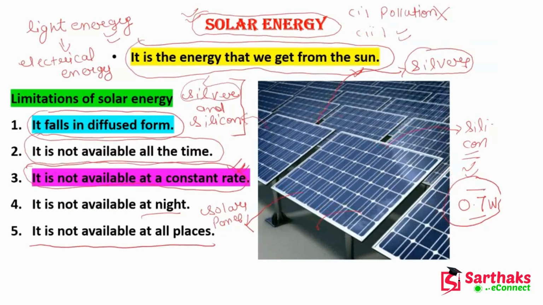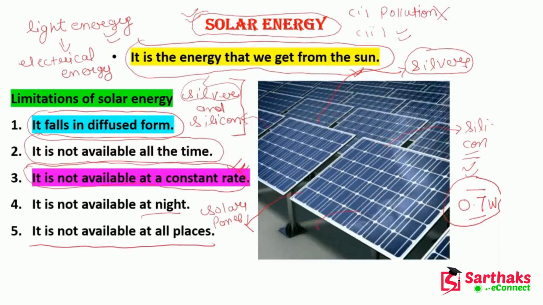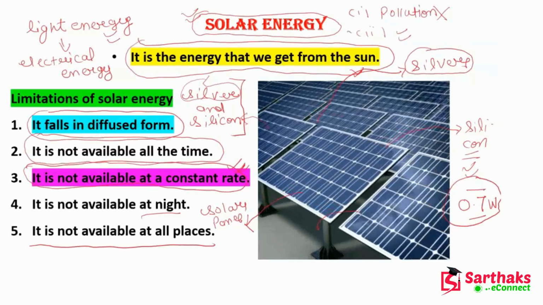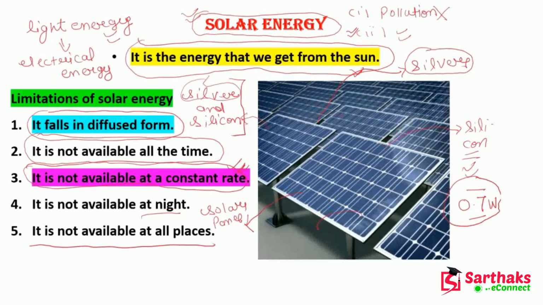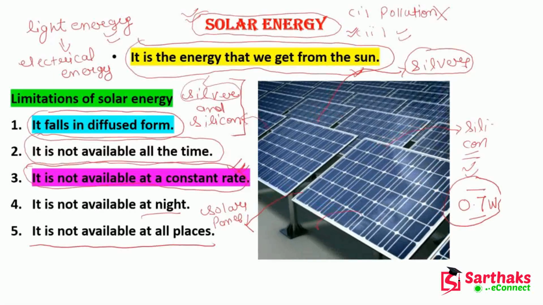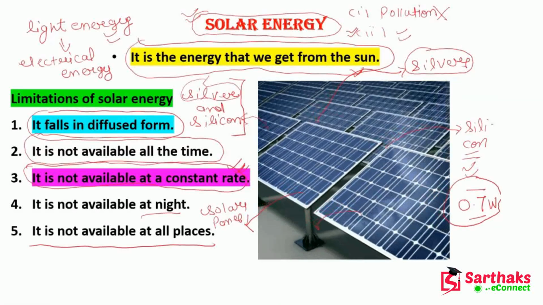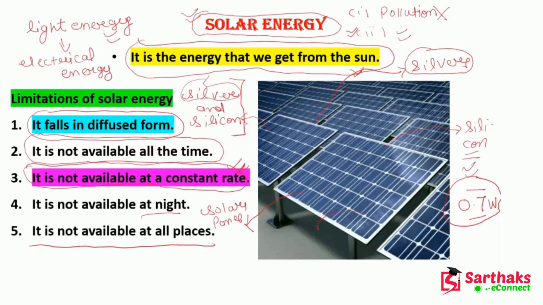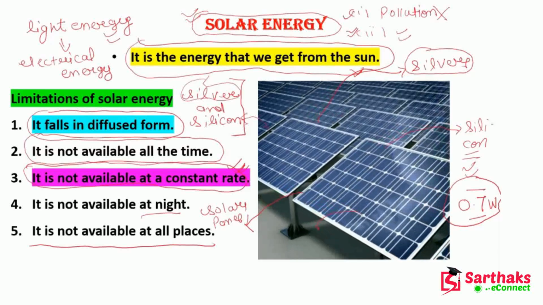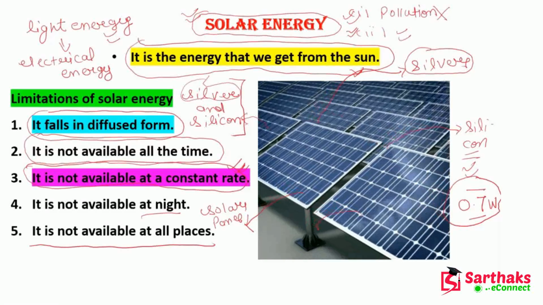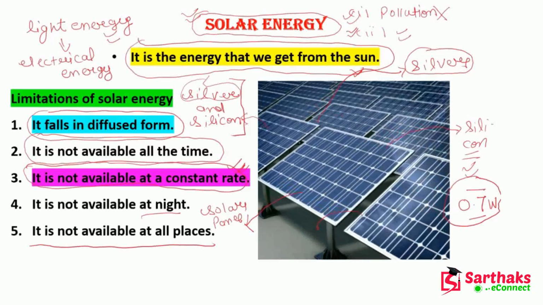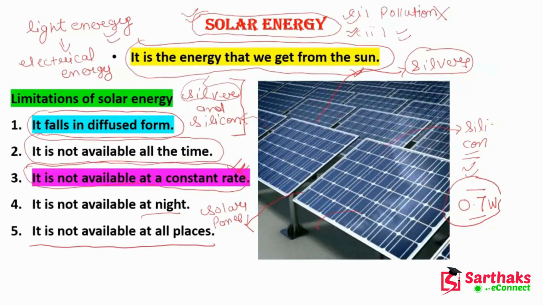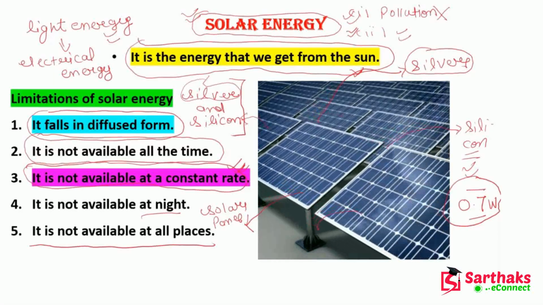So now we have already seen the advantages: no type of raw material is used here, so that's why it is an advantage, not a disadvantage. And it is also not causing any type of pollution. So this is all about solar energy. I hope guys this point is clear to you.